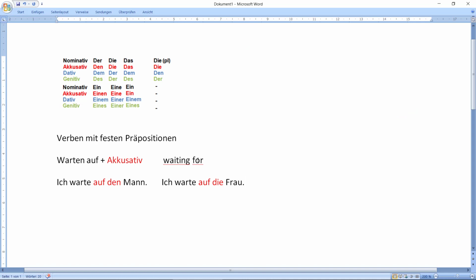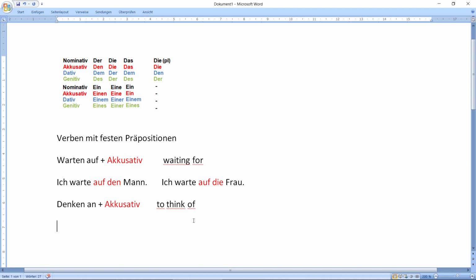We have here in English "for", but in German "auf". That means they are not always the same. Warten auf, we do not say "waiting on". It is in this case warten auf. There are different prepositions. Next, I take another verb: denken an plus Akkusativ, so think of someone or something.